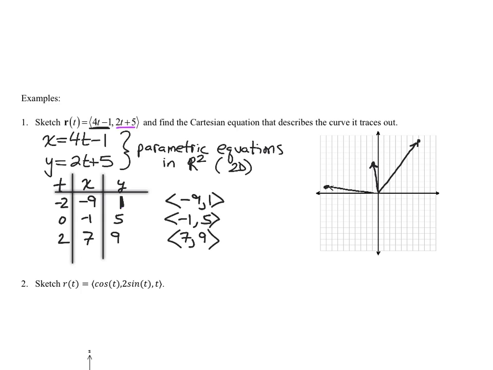All right, so sketch the graph and find the Cartesian equation that describes the curve it traces out. All right, so these vectors are pointing to the coordinates that are on the line itself, but the vectors themselves are not part of the line. All right, so what I have to do now is connect those points. Come on, you son of a gun. Connect those points.